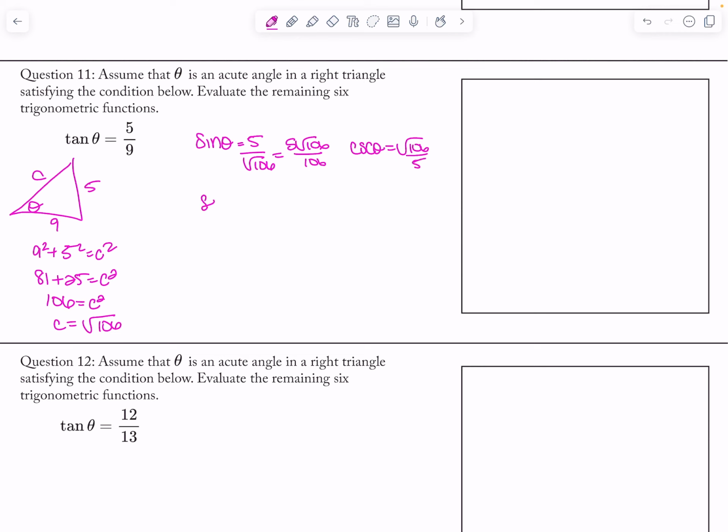And secant, nope, just kidding. Cosine theta is equal to 9 over root 106. So that's 9 root 106 over 106. And then secant of theta is equal to root 106 over 9. Tangent of theta we already did. So cotangent of theta is 9 over 5.